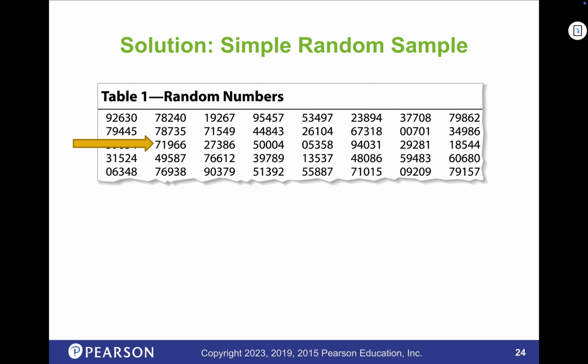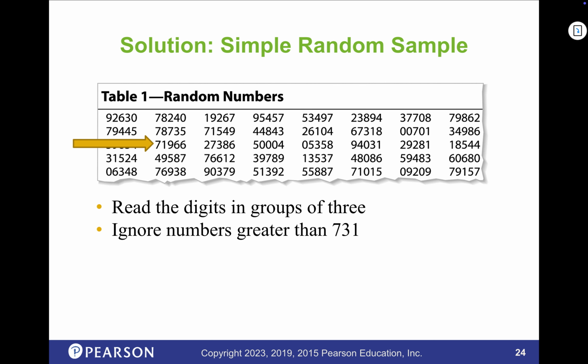Then they're going to break it into 3-digit numbers. So there's 719. You can see this next number is 662, so even that space there will make that number 662. And then 738. So read the digits in groups of 3, because we have 731 people, so we need up to 3 digits. What do we do with 738? We have to ignore that one because our biggest number is 731.